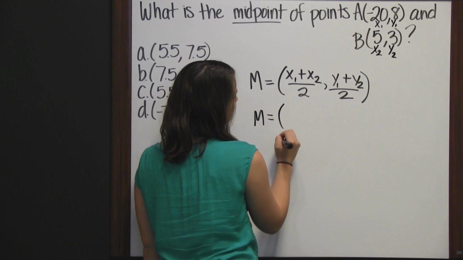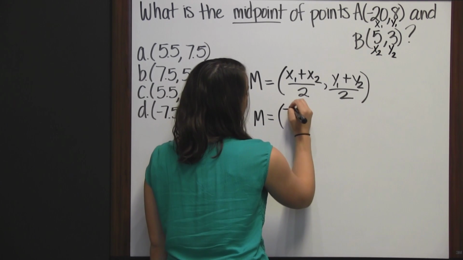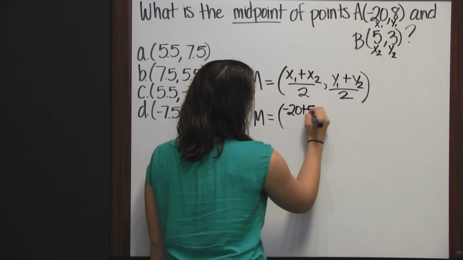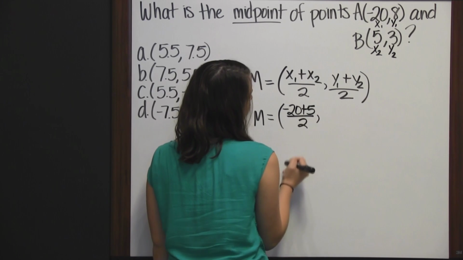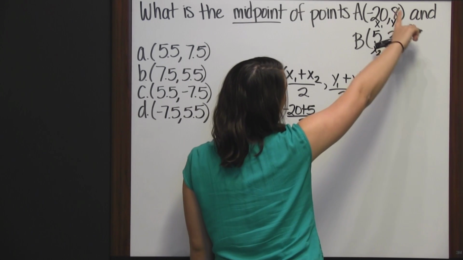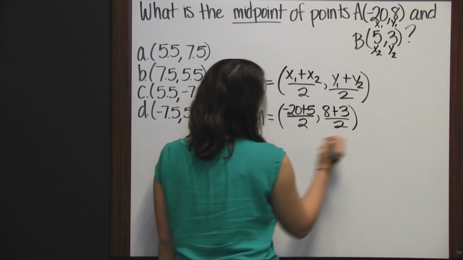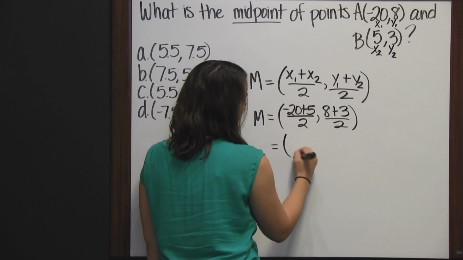So my midpoint is x1 is negative 20 and x2 is 5. So negative 20 plus 5 divided by 2. And then I'll add my y's and divide by 2. So 8 plus 3 divided by 2. And now we just need to simplify.